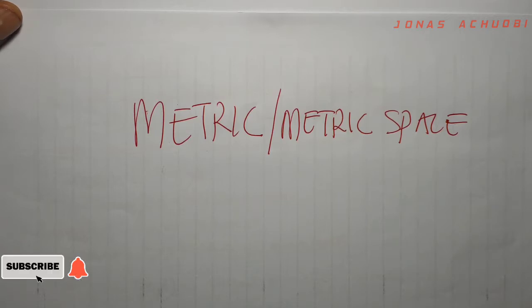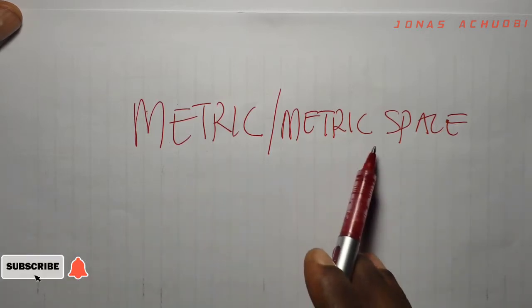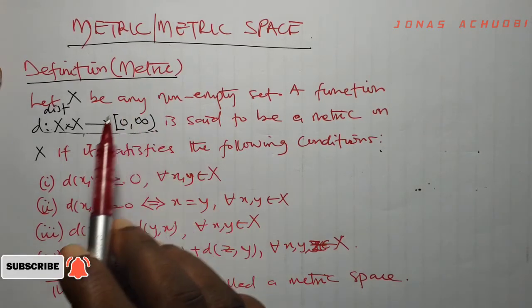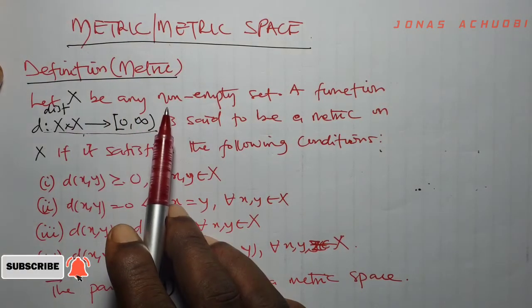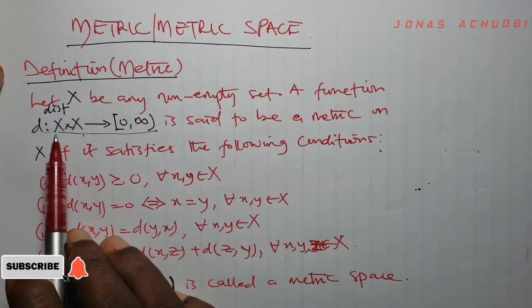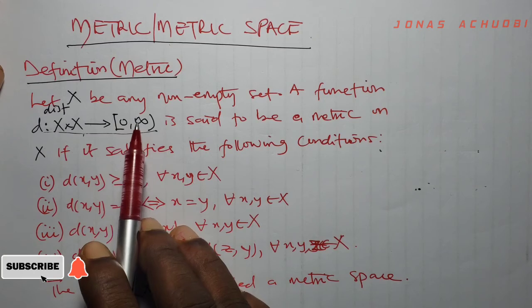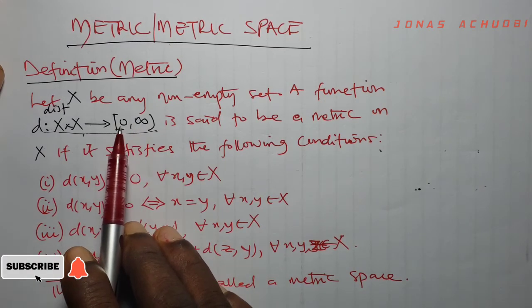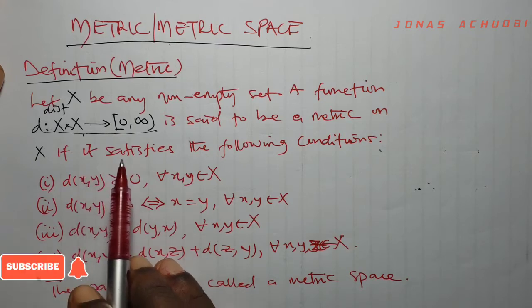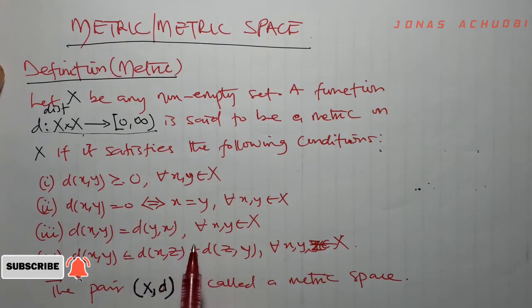Today we shall be treating the topic metric/metric space. Definition. Metric. Let X be any non-empty set. A function d from the Cartesian product of X to the positive real numbers including 0 is said to be a metric on X if it satisfies the following conditions.